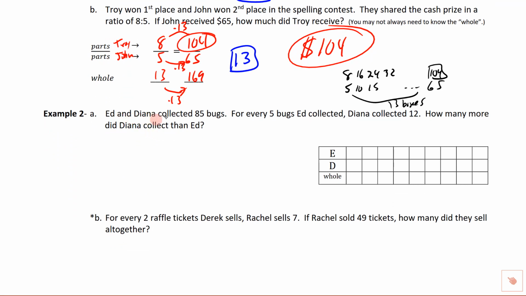So let's come down here and let's take a look at these next problems, and let's just quickly figure these out. It says Ed and Diana collected 85 bugs. Now, we could throw another word in here.